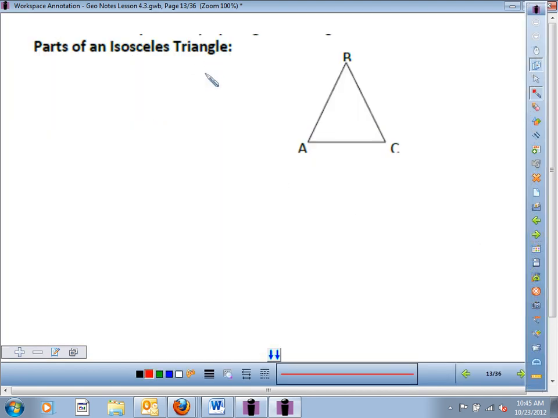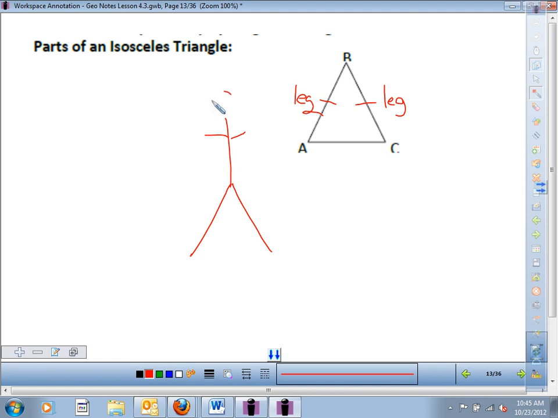Alright, let's talk about the parts of an isosceles triangle first. If we look at this nice pretty isosceles triangle, we knew that these two sides would be congruent. What we call the two congruent sides in an isosceles triangle, we call those legs. So this would be a leg, and this would be a leg. You can imagine that if you're standing here, your legs are of equal length. Hopefully. If not, you're going to have some back problems.